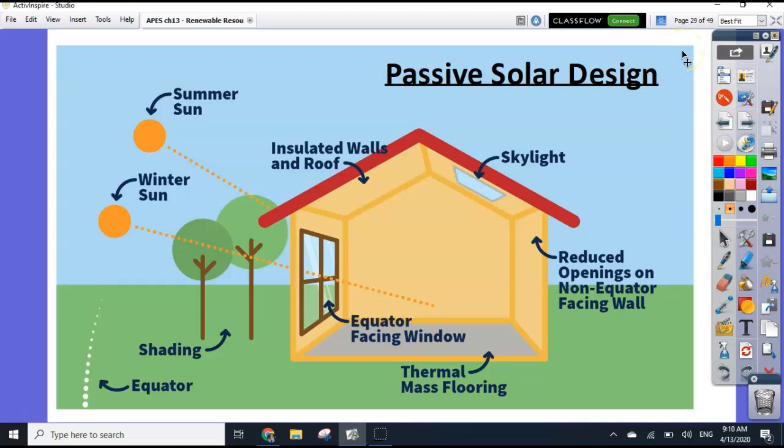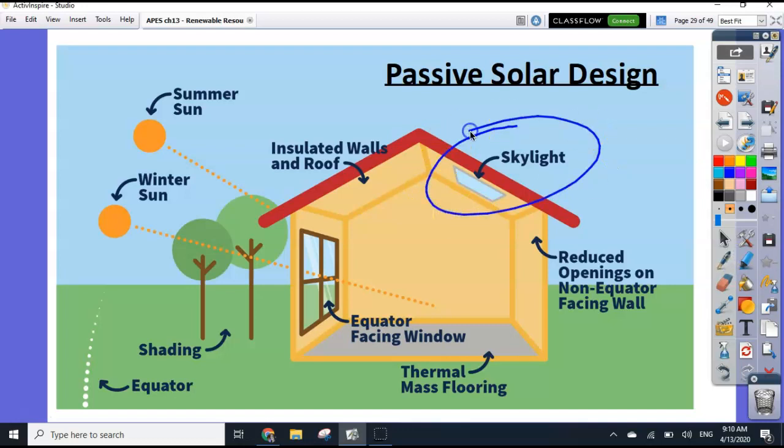So let's take a look at some elements of passive solar design, okay? I don't know that there's a place for you to write some elements of passive solar design, but if you just want to jot them in the margins, just a few things to give you a reminder of what some of these things are. So let's take a look.